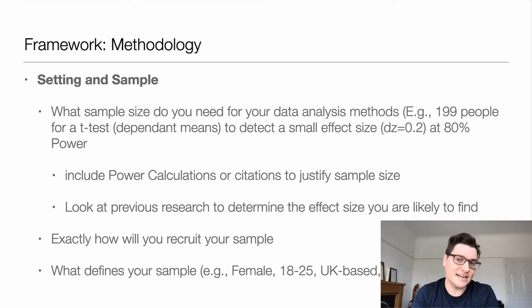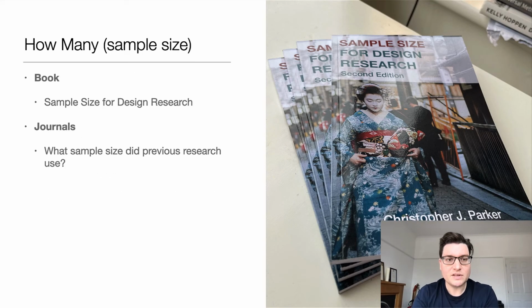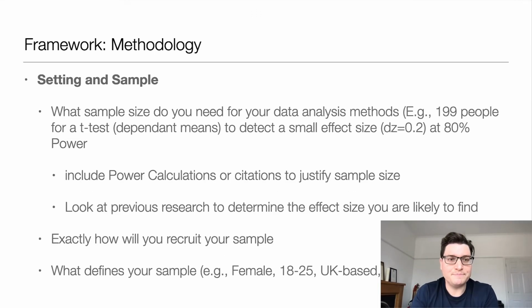If you're doing statistics, you really need to recruit a large enough sample to run your data. My book here, Sample Size for Design Research, does go into how many people you need for quantitative and qualitative studies, so that's a great place to start. Existing journals can be a good way as well. If you ask, does a comparable study use the same sample, that could be okay, but generally you want to use my book, because that's based on power calculations and justifying the right sample size.